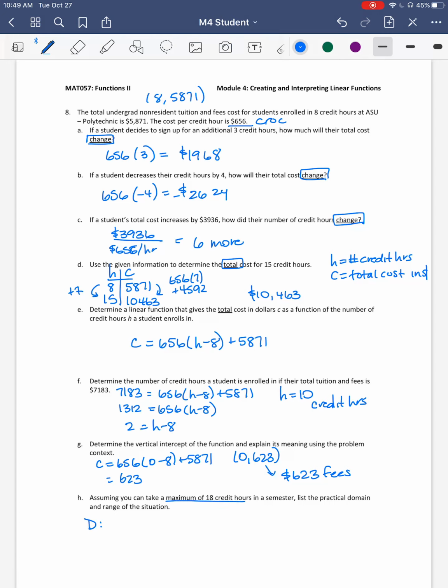And then part H says, assuming you can take a max of 18 credit hours, list the practical domain and range of the situation. So the least you could take theoretically is 0 credit hours. And the most is 18.